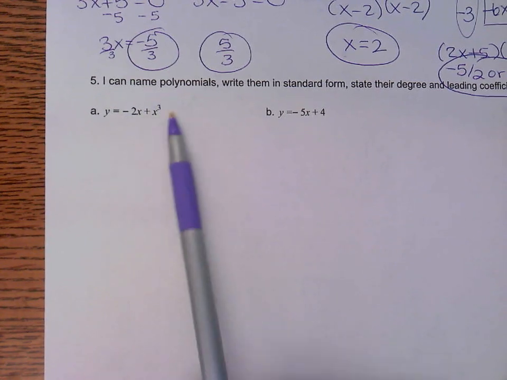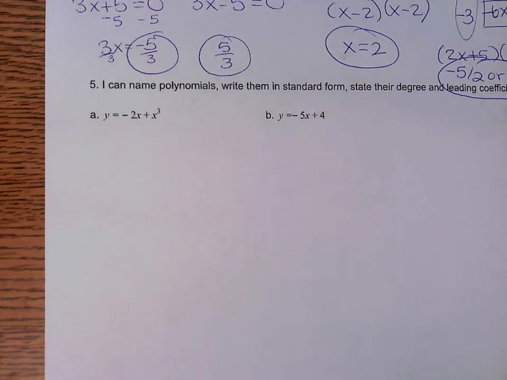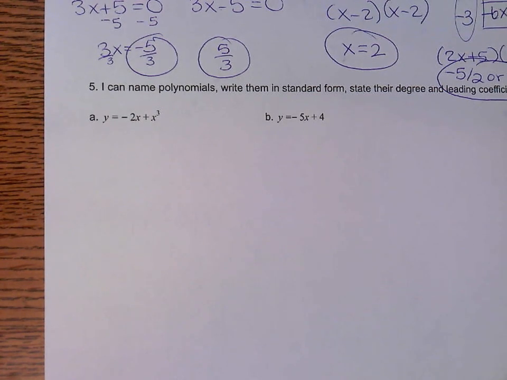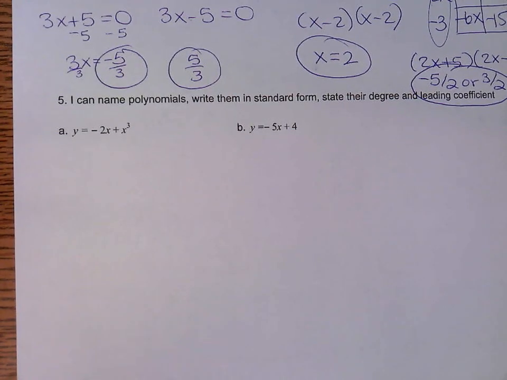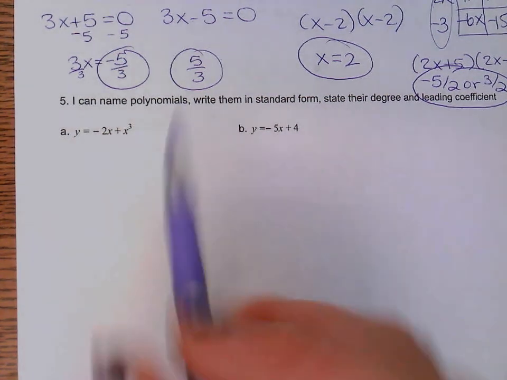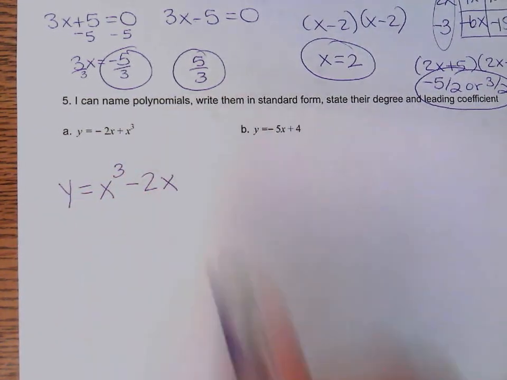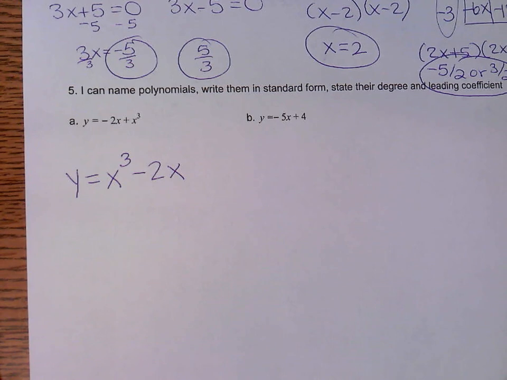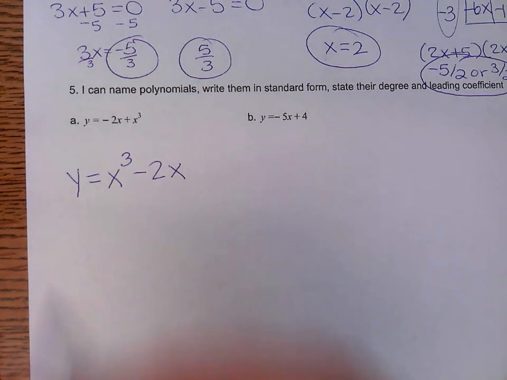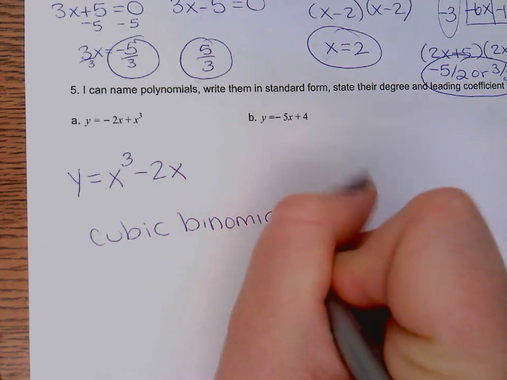Can you name a polynomial? What is this polynomial called? What name did you give it? Is it linear? Is it a trinomial? What name would you give it? No, it's not a trinomial. It is not linear. If I write this in standard form, x cubed minus 2x, does that help you out? It's cubic, and it's a binomial, meaning it has two terms in it.